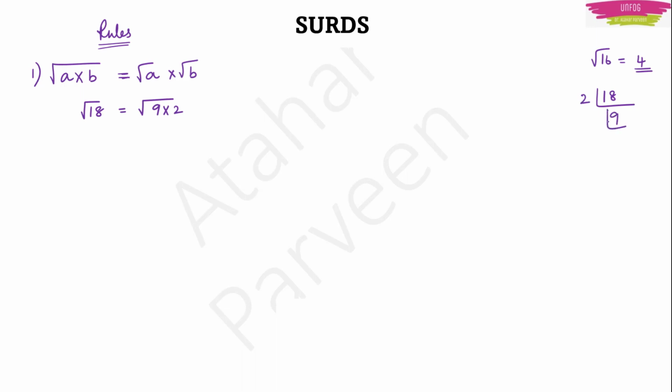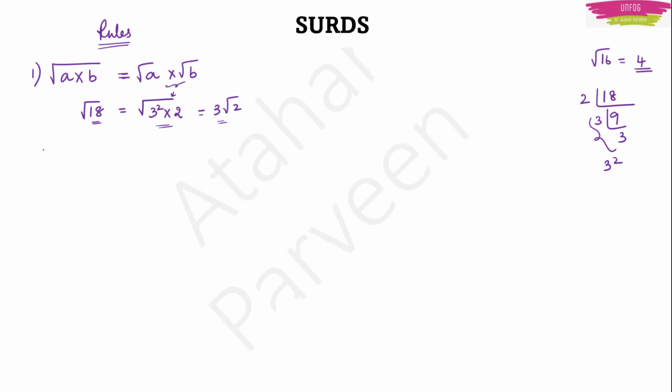2 9s are 18, 3 3s are 9. I have 2 3s, meaning I will have 3 square. If I have 3 square, I can remove 3 from the square root. So I can write it like this, 3 square into 2, or I'll remove 3 outside: 3 root 2. Now what I have done is written 18 as 3 square into 2 and removed 3 outside. Basically, I have multiplied it, correct?